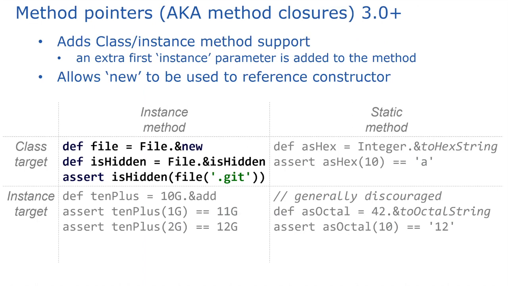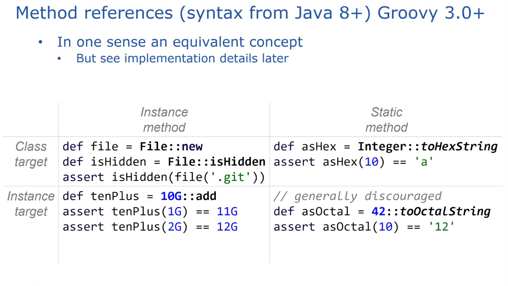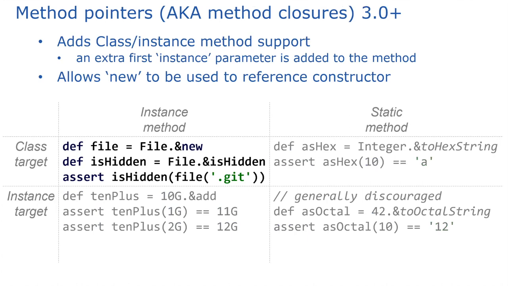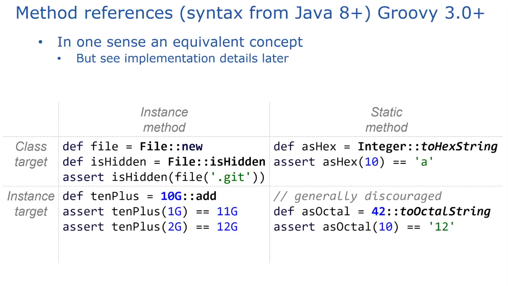So in fact, both these tables now have identical functionality, but with the double colon instead of the dot ampersand. If you're familiar with what Java would be doing here, Groovy will now do the same for both the dot ampersand and the double colon. But there's a slight thing that's interesting that you should be aware of.